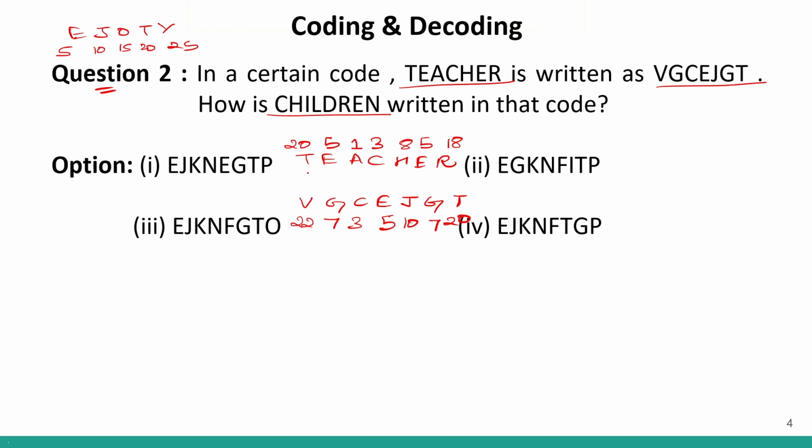So now if I look at the pattern, from 20 to 22, that means we are adding 2, correct? From 5 to 7 also we are adding 2. From 1 to 3 we are adding 2. From 3 to 5 we are adding 2. 8 to 10 we are adding 2. 5 to 7 we are adding 2. And from 18 to 20 also we are adding 2. Right? Here also we are adding 2. So we are adding 2 in each of the cases. Correct? So we'll do the same pattern for children.